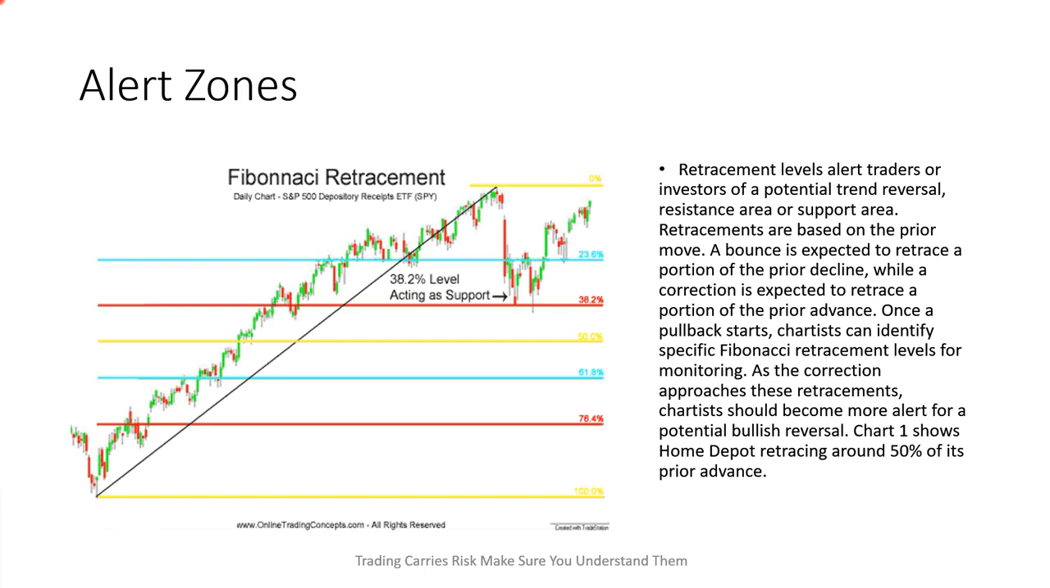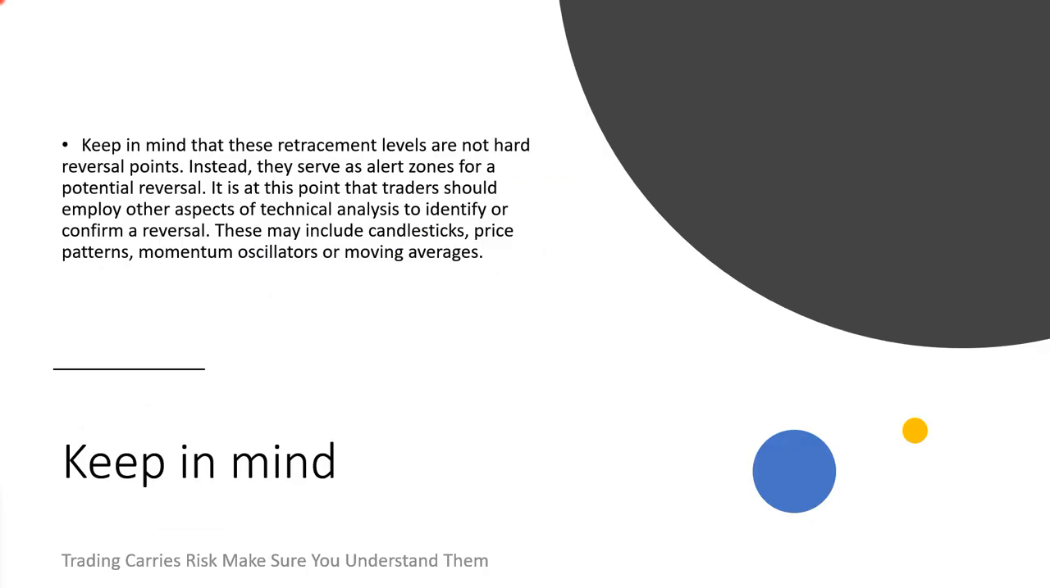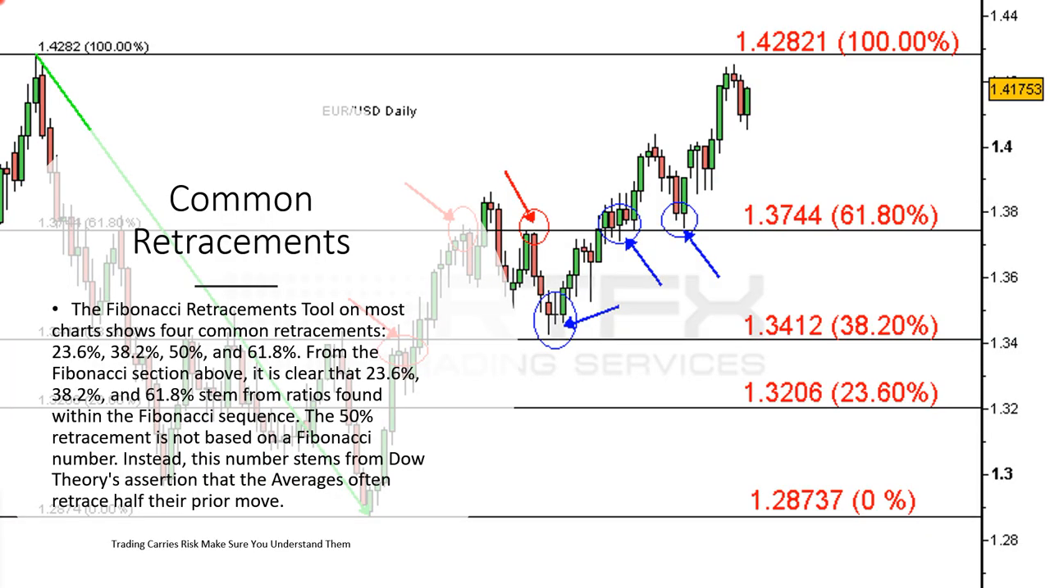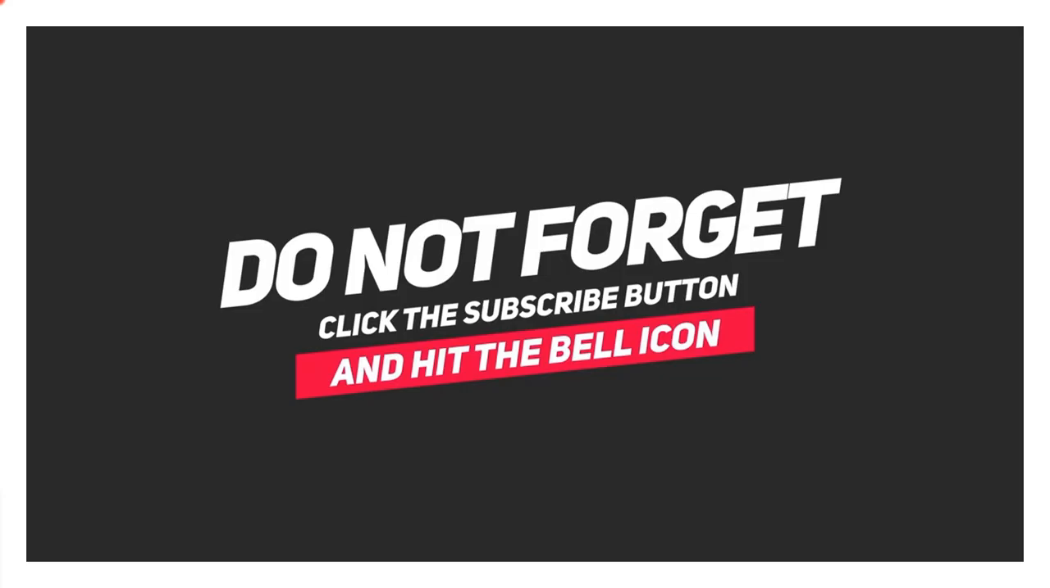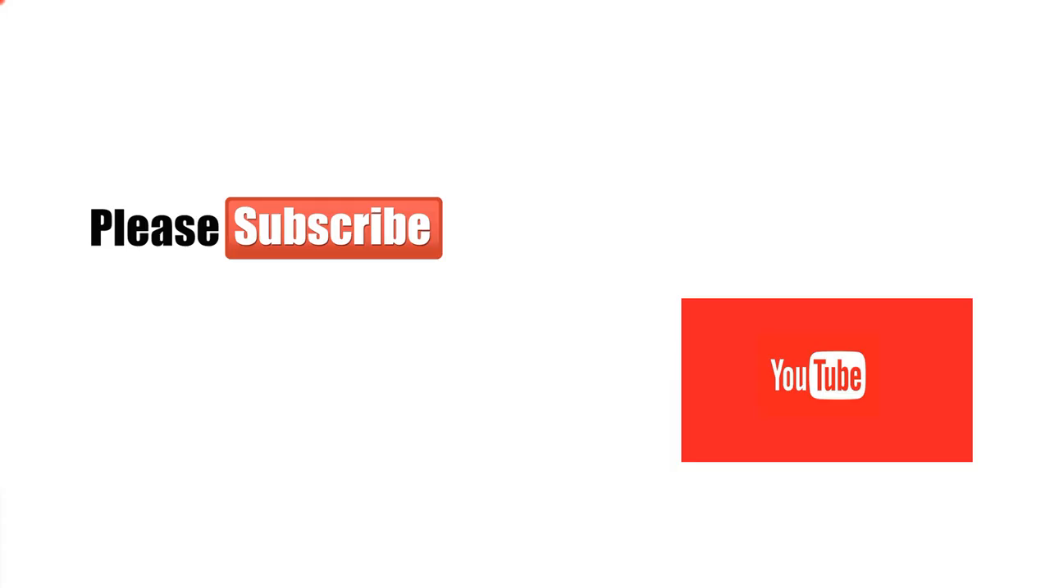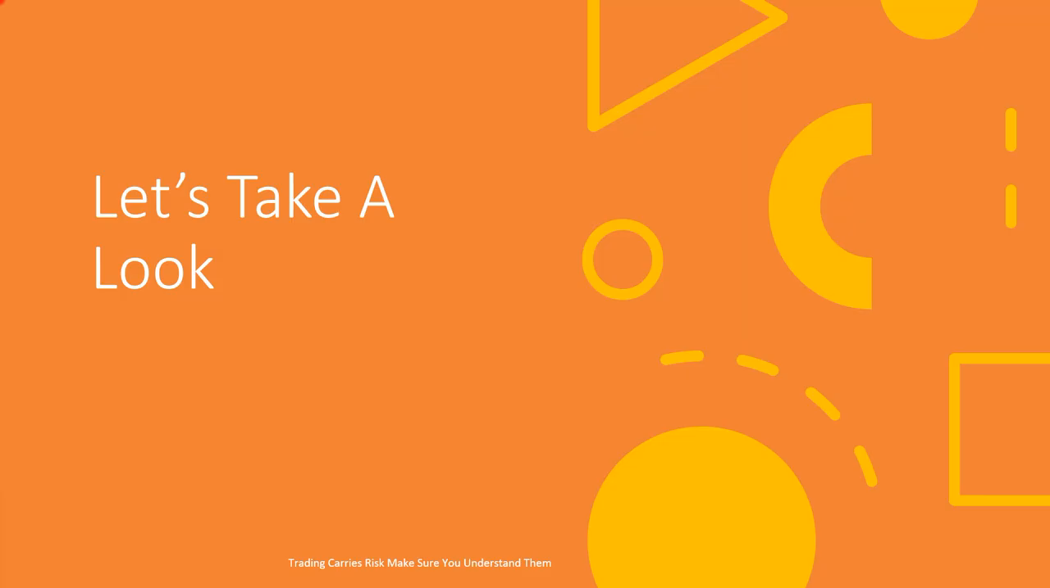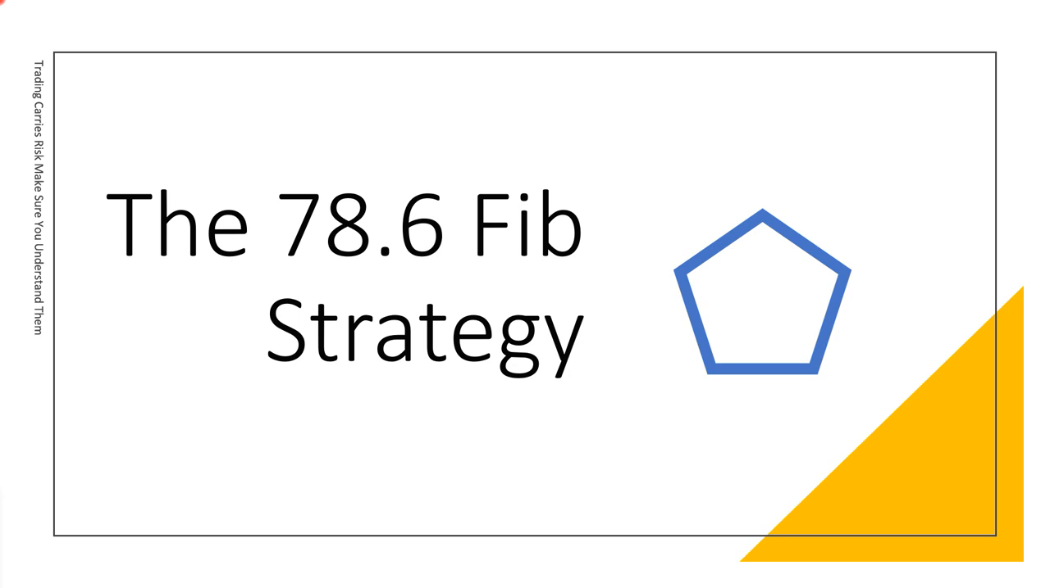Retracements are based on the prior move. So keep in mind that these retracement levels are not hard reversal points. Instead, they serve as alert zones. The most common are the 23.6, 38.2, 50, and 61.8. Today, we're going to be talking about one of the most uncommon ones and how we can add that into our strategy, and that's the 78.6 level. So let's take a look at the 78.6 Fib strategy.